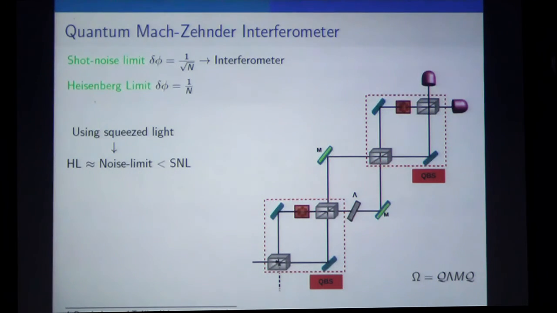In quantum metrology, there is a way to approach the Heisenberg limit using squeezed light, but it is only an approach. In quantum metrology, they say that if we substitute the conventional beam splitter with this quantum beam splitter, it is possible that the state at the output touches the Heisenberg limit, and this is a proposal to improve the measurements in the laboratories.